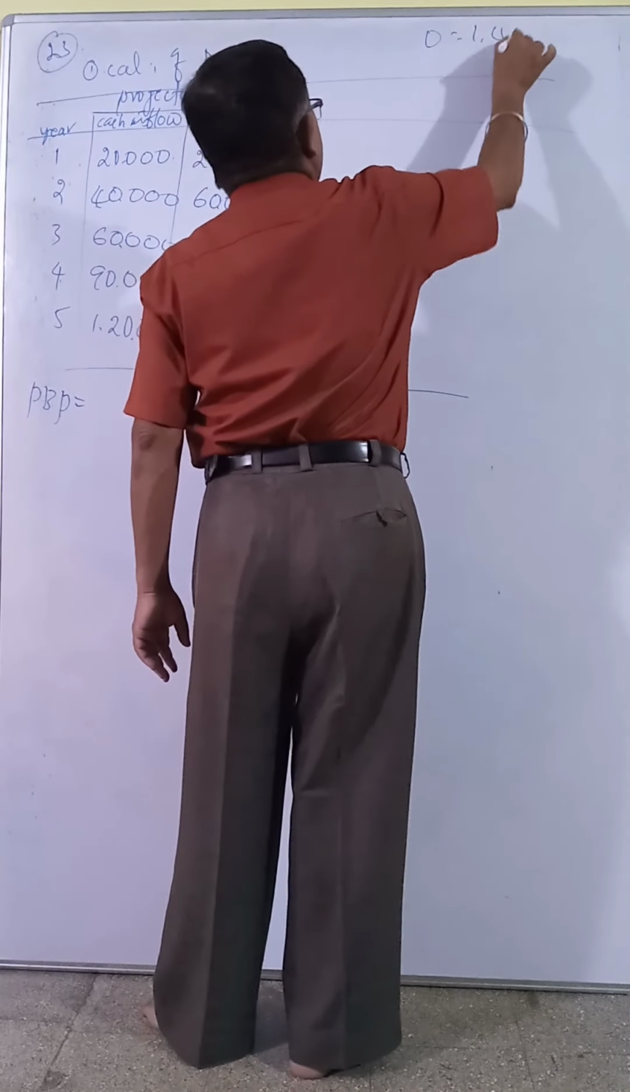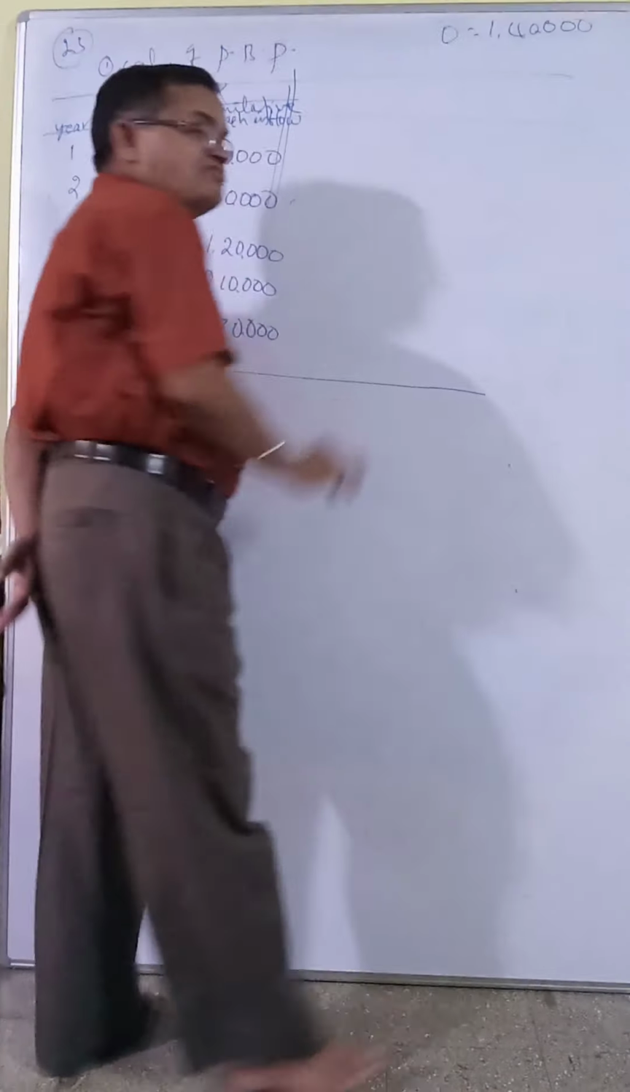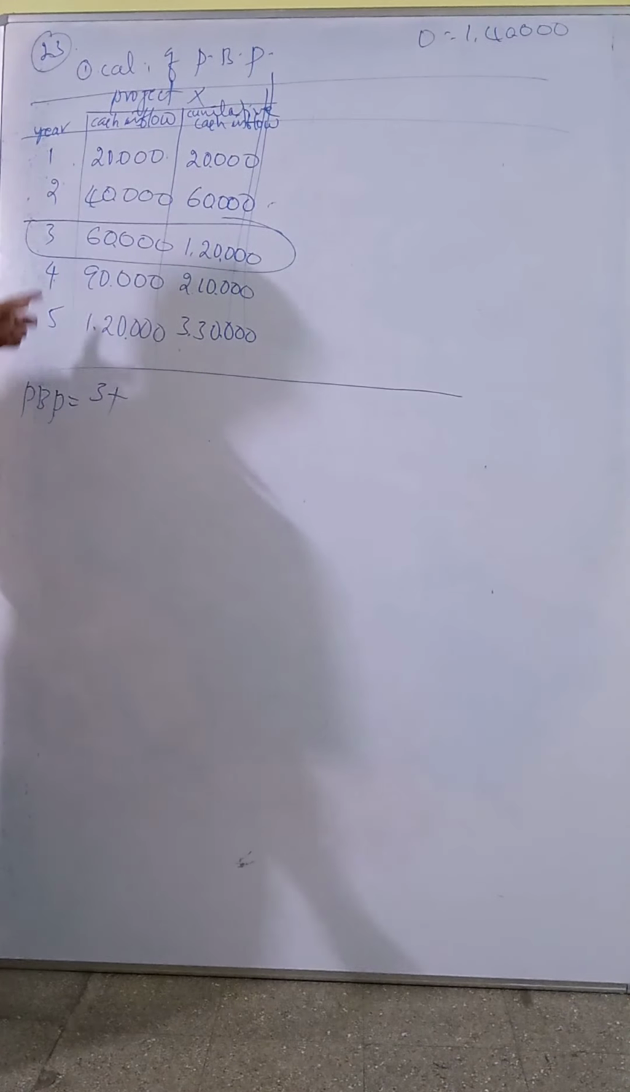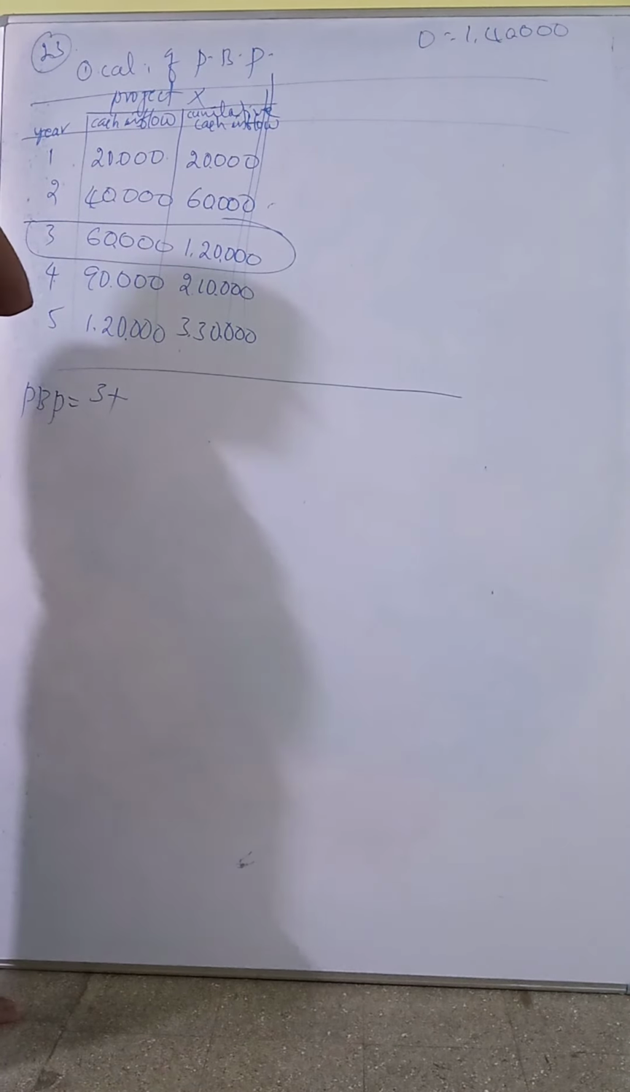Now the payback period. Our original investment, the cost of investment, is 1,40,000. When we recover that 1,40,000, that is the payback. We have to see the cumulative cash flow column. 1,40,000 falls in which year? The third year. So the payback period is third year plus the balance cash inflow required.